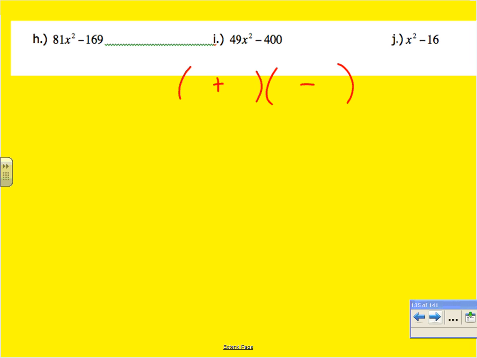The square root of 49 is 7. The square root of x squared, remember, if it's an even number exponent on a variable, divide by 2, 2 divided by 2 is 1. The square root of 400 is 20. So we have 7x plus 20, 7x minus 20, and that's our solution that is completely factored.